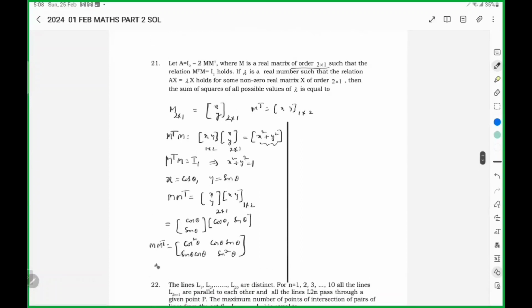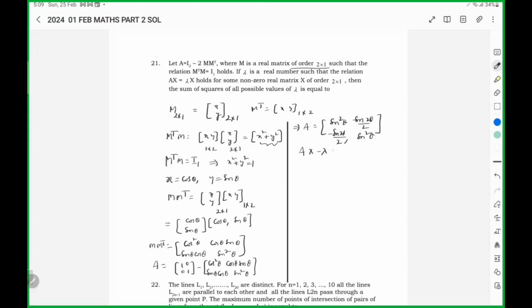Here it is, A will be I2. I2 is [[1,0],[0,1]] minus [[cos square theta, cos theta sin theta],[cos theta sin theta, sin square theta]], which implies A will be [[sin square theta, minus sin 2 theta by 2],[minus sin 2 theta by 2, cos square theta]].